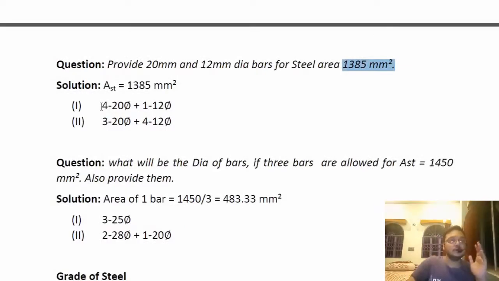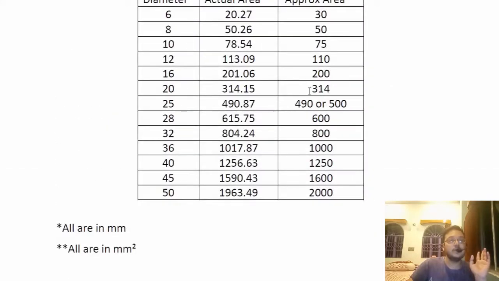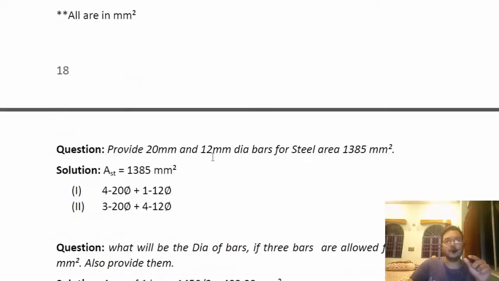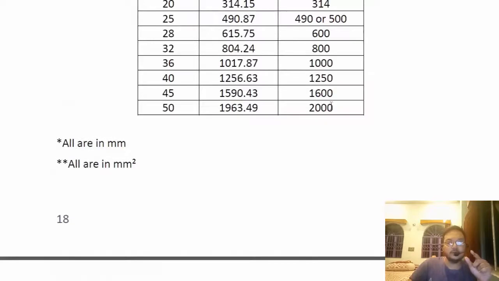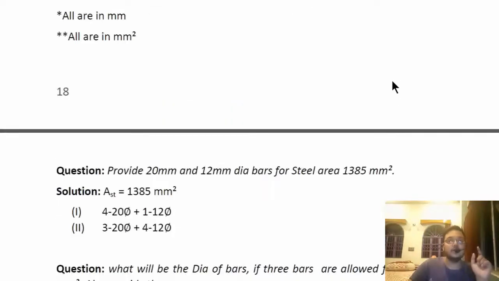So now this solution is done in two ways. If I am able to use 4 20 dia bars and 1 12 dia bar, then for the 4 20 dia bars our area will be 4 times 314, which is around 1256, and the area of a 12 dia bar is 110. So 1256 plus 110 will give us 1356, which is very close to 1385 mm square.